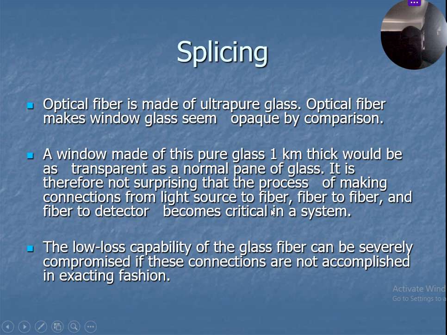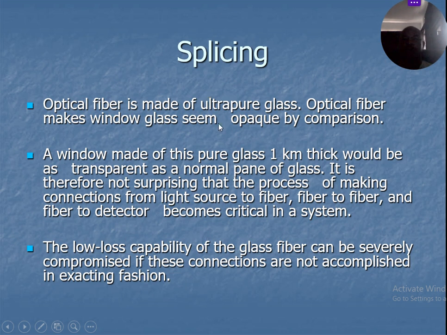So there are three phases we're talking about now: the source to fiber, fiber to fiber, and fiber to detector, and all of this becomes critical in our system. We must take a holistic look at these three in order to have a perfect system that works without mismatch, because losses result from a mismatch in your splicing methodology. When you splice optical fiber cable, if they are not properly spliced together, there will be losses resulting from mismatch.